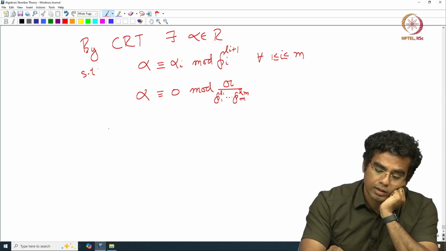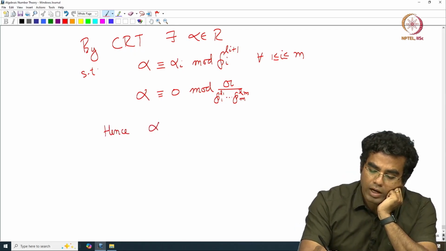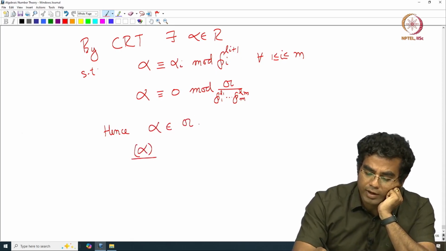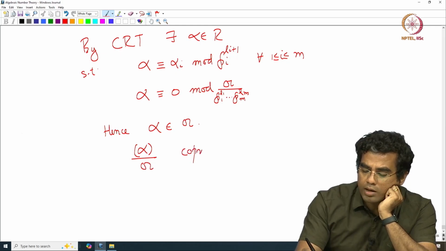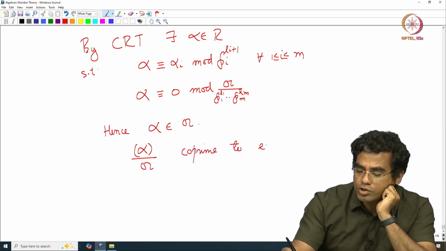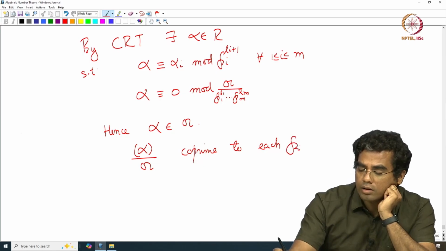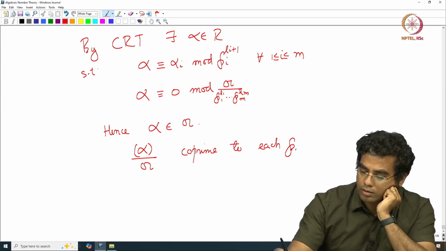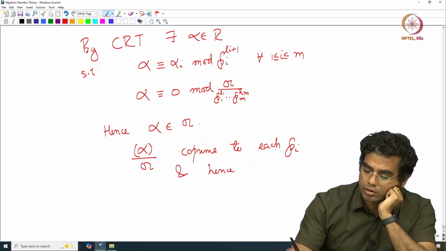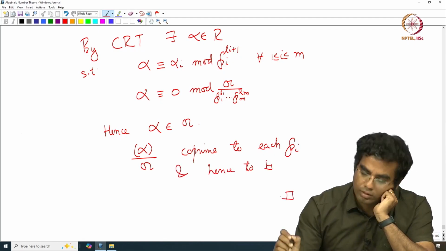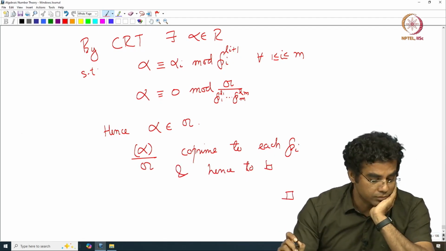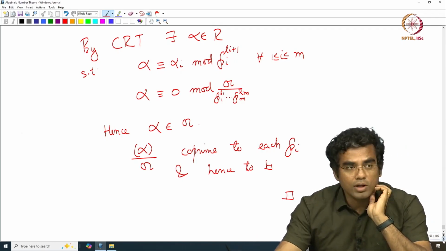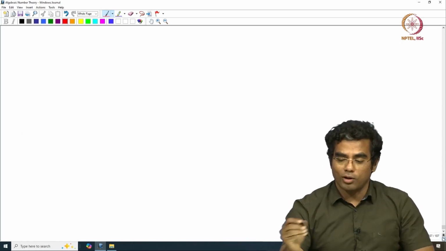This means that alpha is inside A, and if we look at the prime factorization, this is co-prime to each P_i and hence to B. Right. So, that is what we have done. Okay. All right. So, an amazing corollary of this is the following.